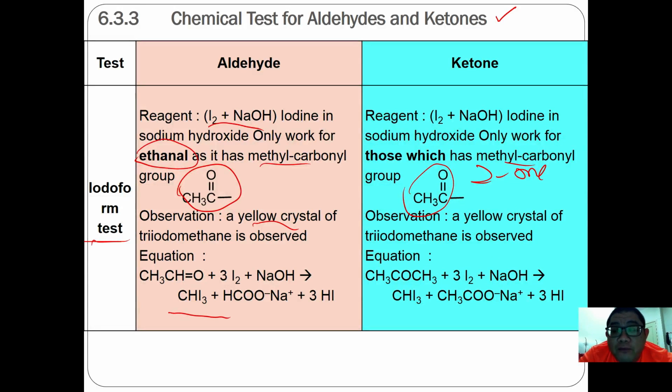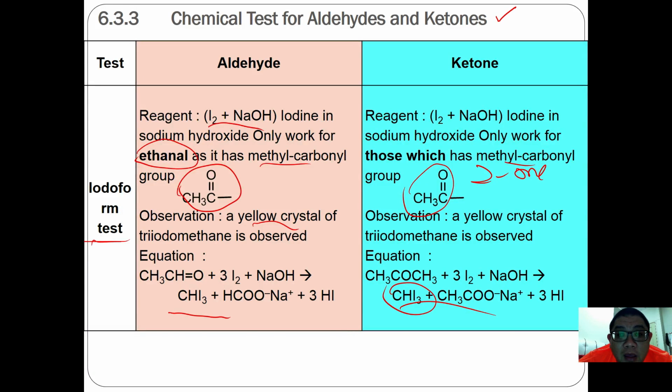So you can have propanone, butanone, pentan-2-one, hexan-2-one, even acetophenone. All of them will work well for this iodoform test because all of them contain a methyl carbonyl group. So this is an example of the equation for the reaction. This CHI3 is the one that is formed as a yellow precipitate, iodoform.